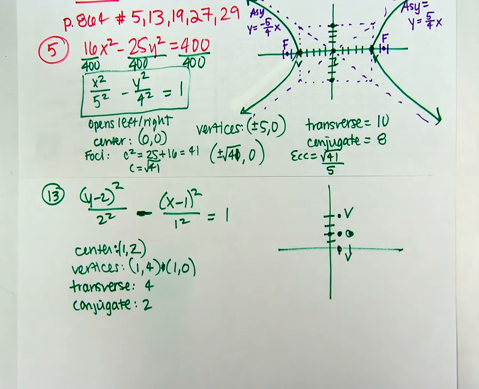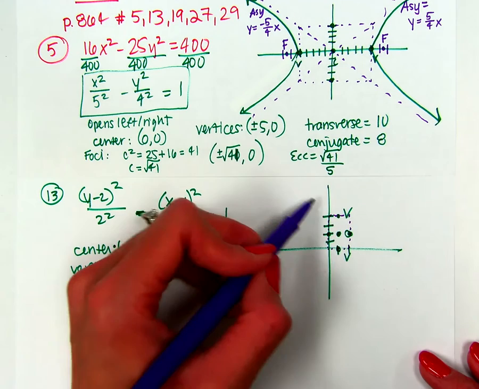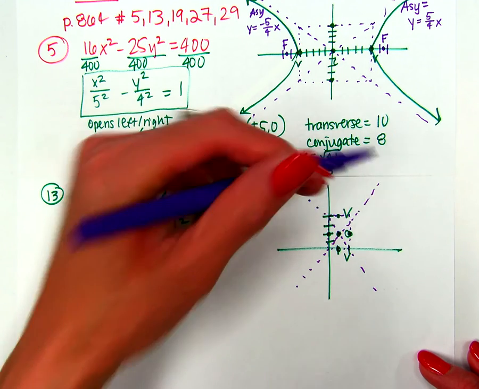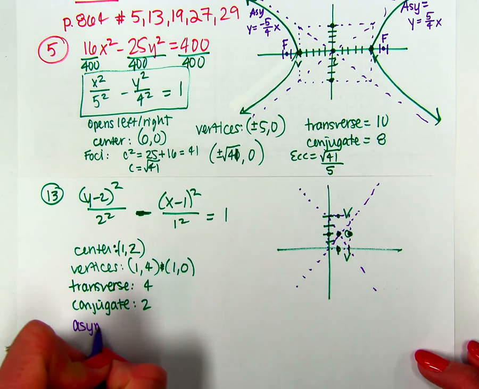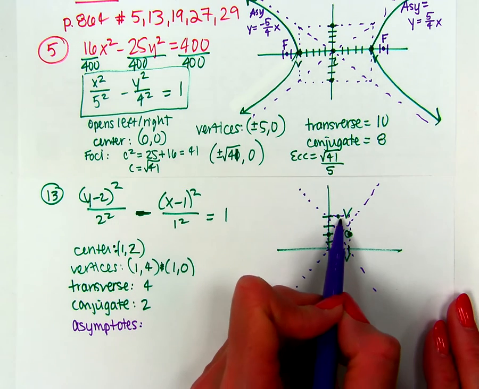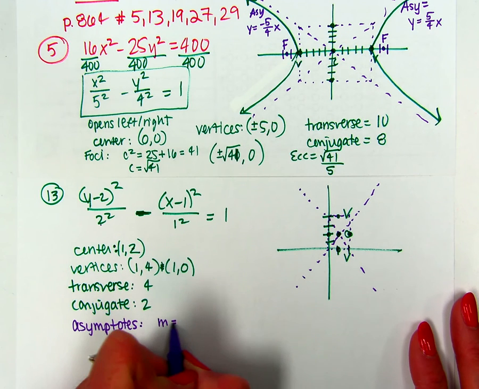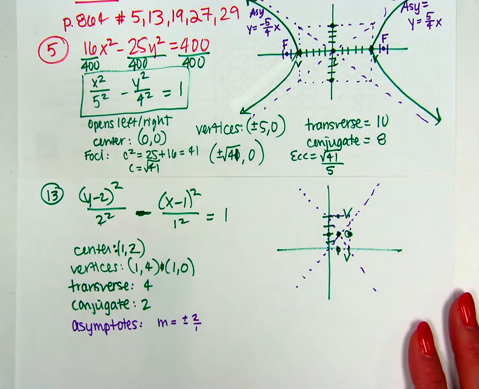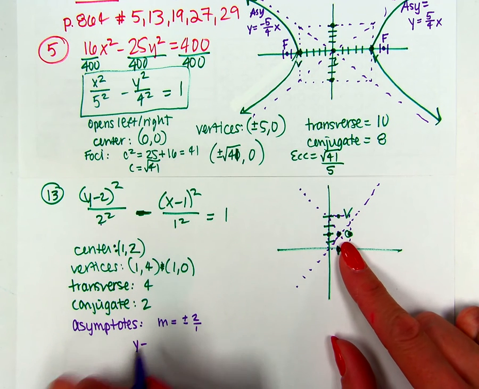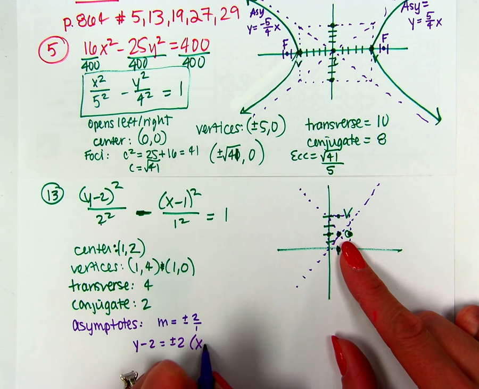All right, now that I have those 4 points, remember if it was an ellipse, you just make an elliptical shape out of that, but here we're going to make our box. And then we've got our asymptotes. All right, so for my asymptotes, I would start with your slope. Your slope is the change in y over the change in x, so 2 over 1, right? So my slope is plus or minus 2 over 1, or just 2. And then I know it's got to go through the center point, which was 1, comma 2, so I'm going to use point slope form. So y minus 2 equals plus or minus 2, there's my slope, times the quantity x minus 1.